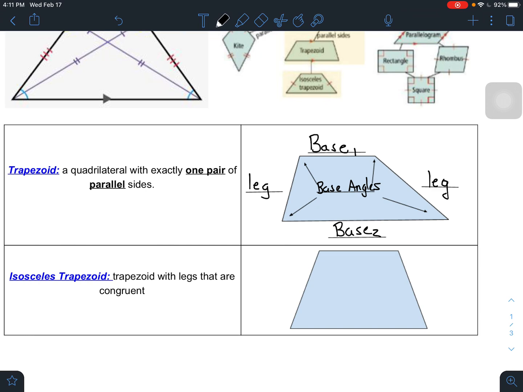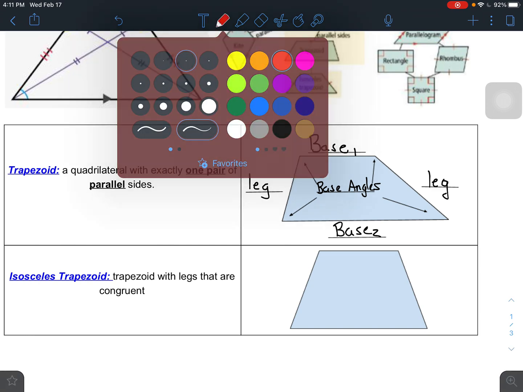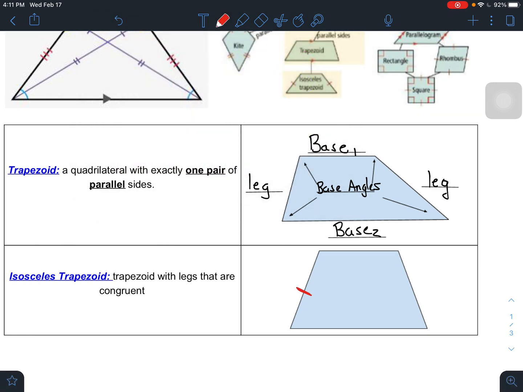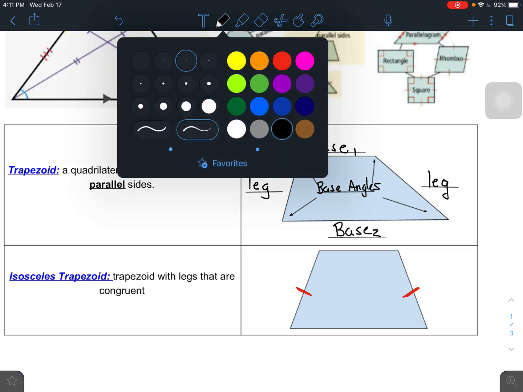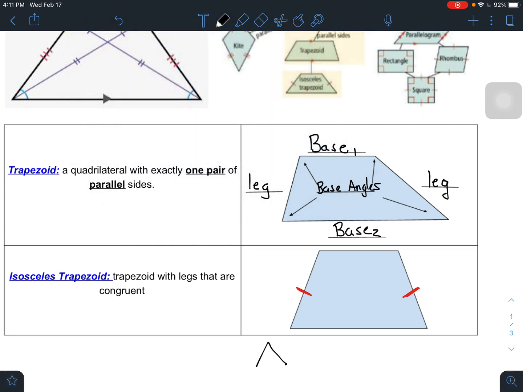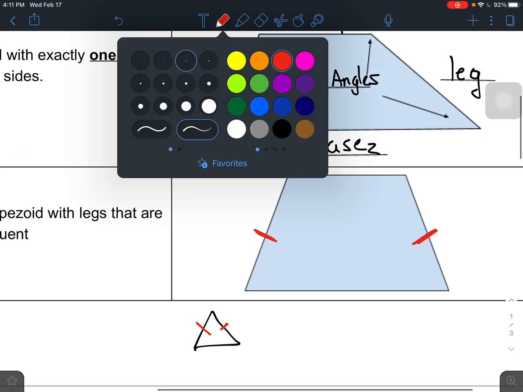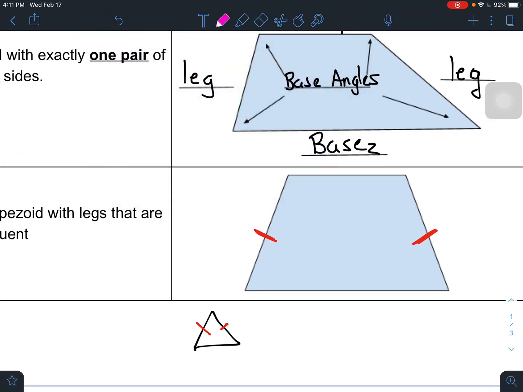A trapezoid with legs that are congruent. So I'm going to draw my congruence markers in here. This is an isosceles trapezoid, similar to an isosceles triangle. When we had our isosceles triangle, we would say that two sides are congruent. And just as in an isosceles triangle, when two sides were congruent, the base angles, the ones right across, were also congruent. In an isosceles trapezoid, the base angles are congruent as well. So I could say this angle and this angle of our base angles are congruent.